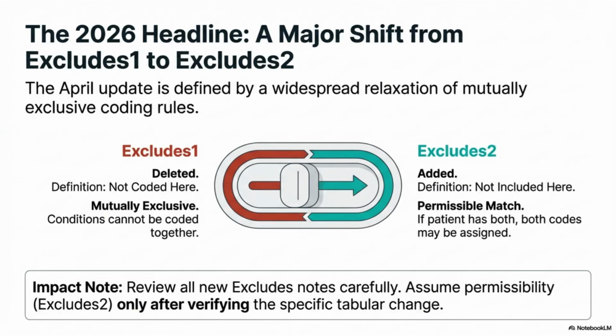This year's headline change is the widespread conversion of Excludes1 notes to Excludes2. This shift relaxes long-standing mutually exclusive rules and allows conditions that were previously blocked from being coded together to now coexist when clinically appropriate. The key takeaway: do not assume permissibility. Verify each Excludes note in the tabular list.